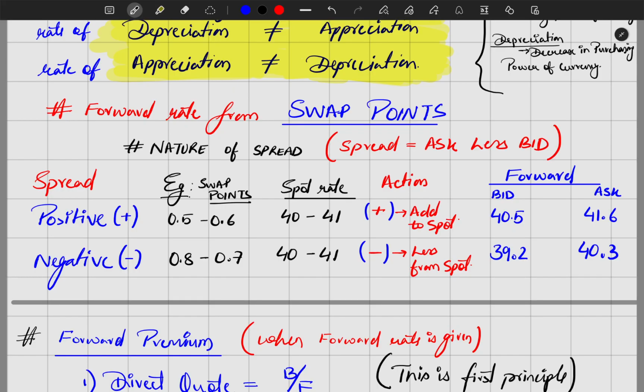If the spread between the swap points is negative, you expect the foreign currency to depreciate and the home currency to appreciate. And therefore, when an appreciation is expected in the foreign currency, you add to the spot rate, and when a depreciation in the foreign currency is expected, you deduct from the spot rate. That's what you do with the swap points. An example has been given. If you want to try, you can try.